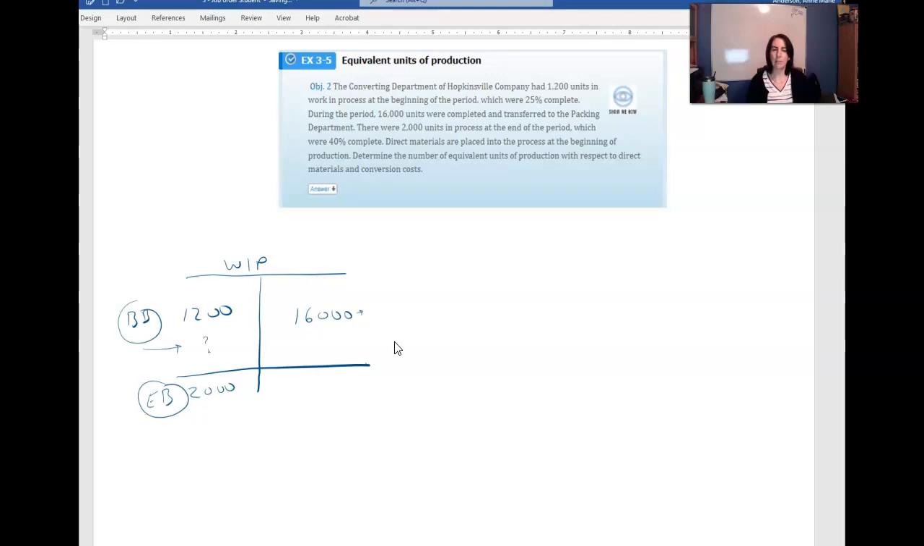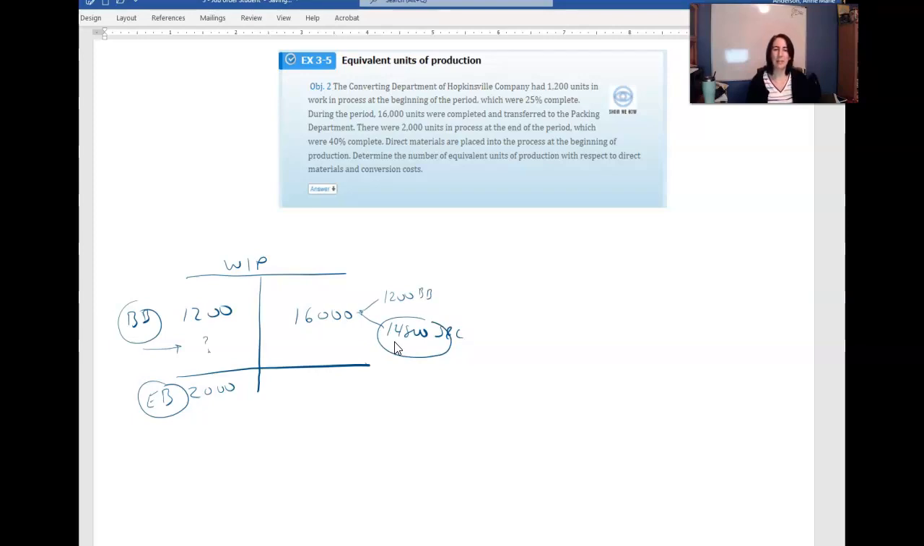So the idea is if we know the ones that got transferred to the next department, we can basically back out the beginning balance. You take the ones that got transferred minus what was already in the beginning balance, which is 1,200, right? And we know that the remainder, 14,800, is our started and completed number. So there's our third number here.